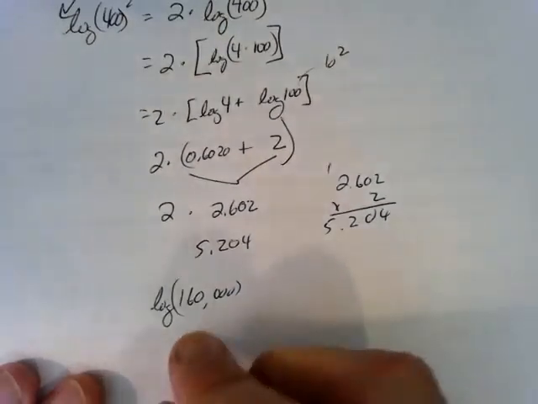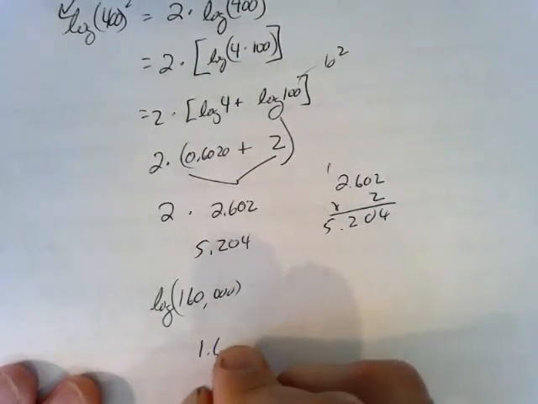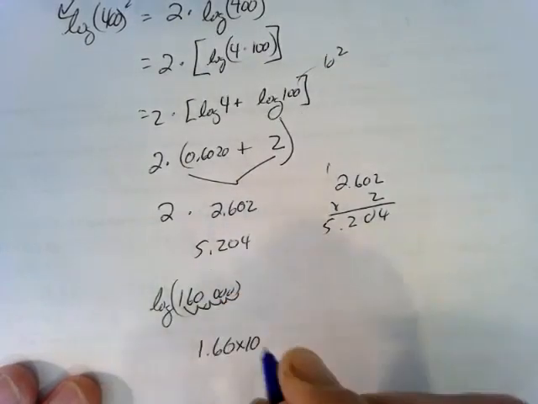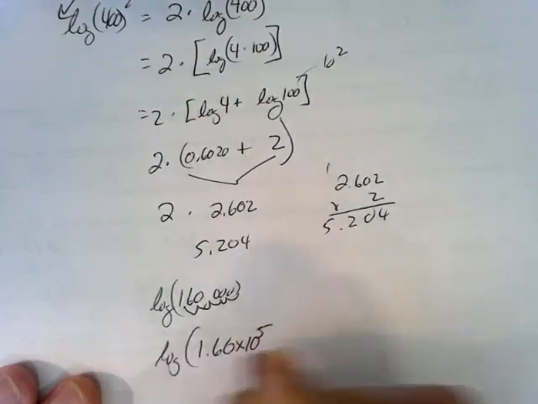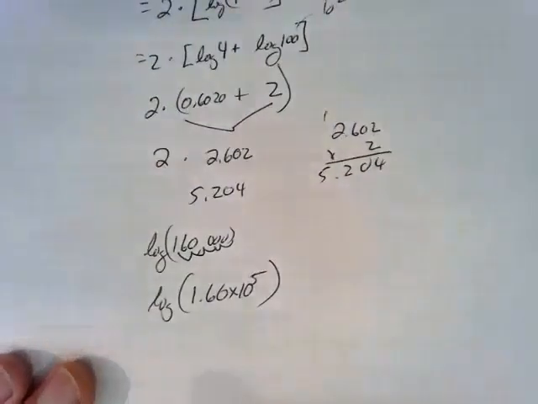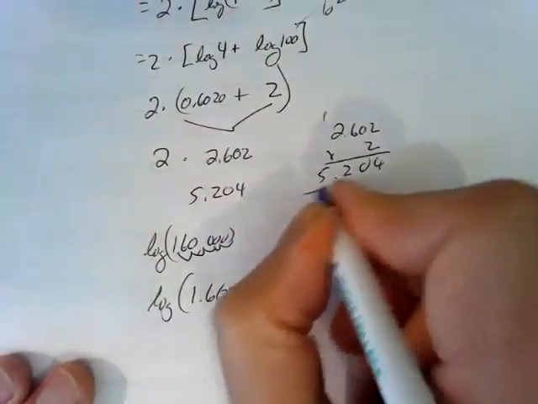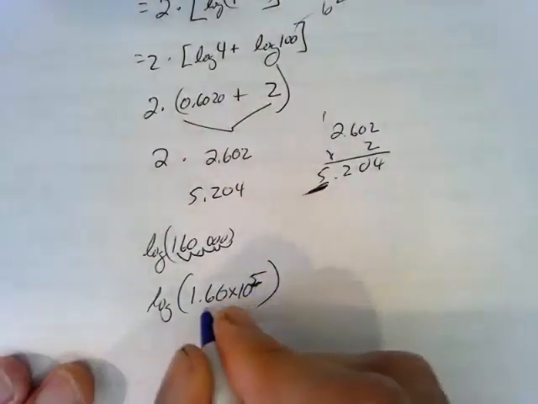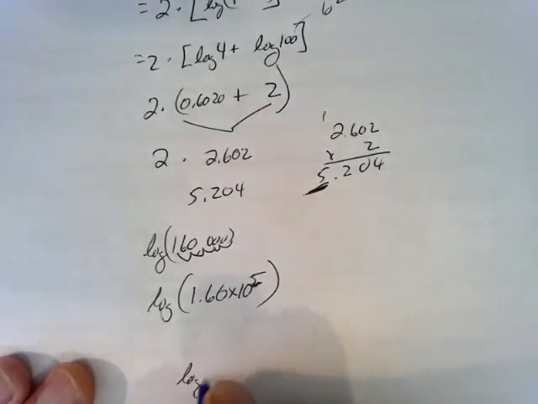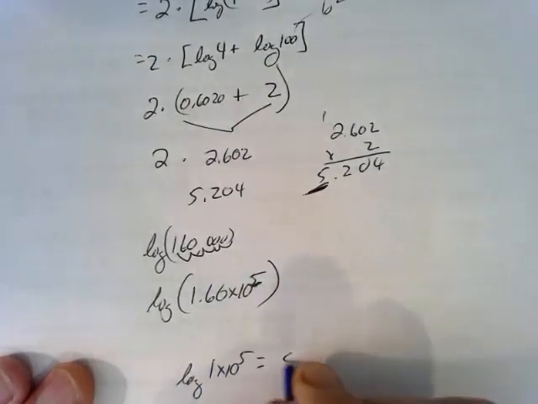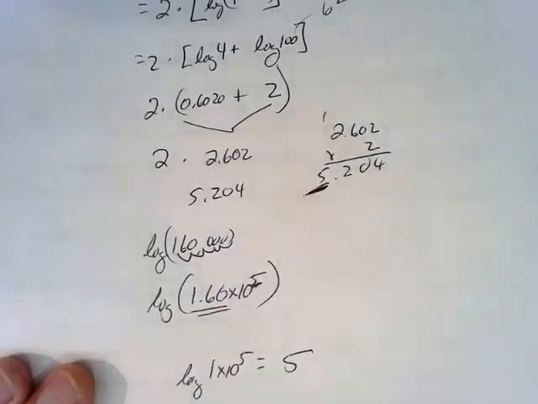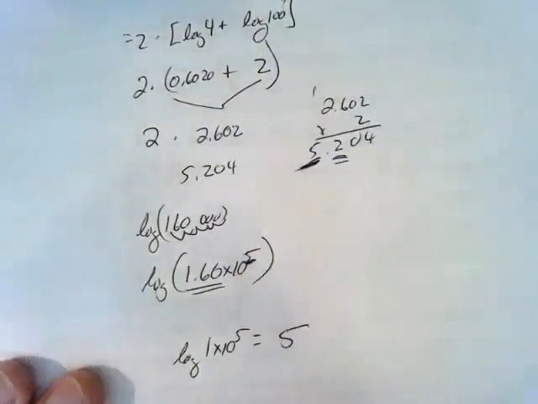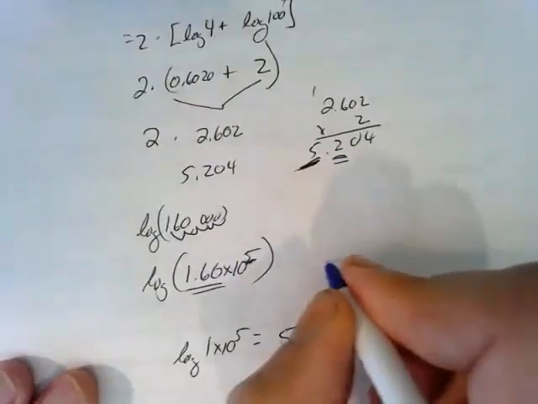And here again, notice if we were to write this, we'd get 1.60 times 10 to the 1, 2, 3, 4, 5. Log 1.6 times 10 to the 5. Notice this 5 and that 5. So we've got a number a little bit greater than 1 times 10 to the 5th. If we had the log of 1 times 10 to the 5th, that would equal 5. Because we have a little bit more than 1 times 10 to the 5th, we're going to get a little bit more than 5, 5.2.